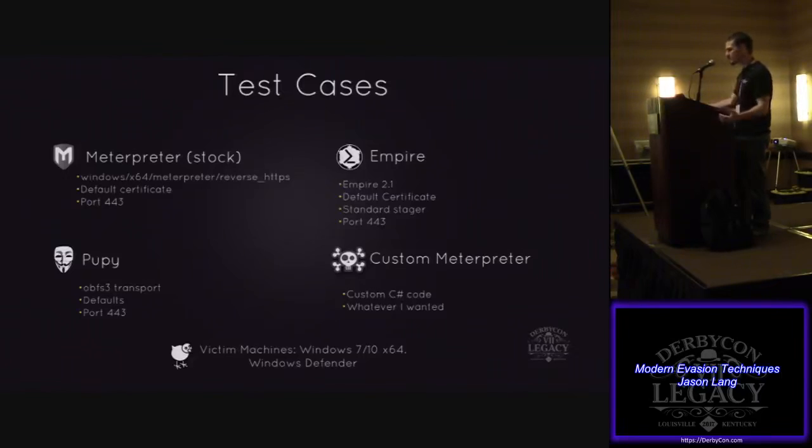Pupy, the same thing, with the OBFS3 transport, which I'll talk about in a little bit. Empire, we're using the latest Empire 2.1, default cert and standard stager. And then the custom interpreter is just C#, which I'll get into later. That's basically just a shellcode harness. That's really all it is.